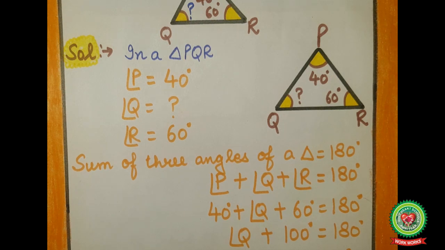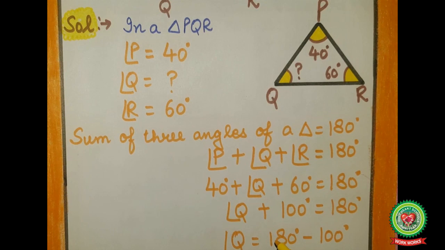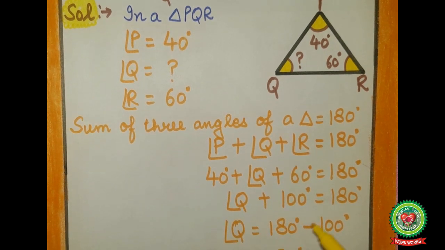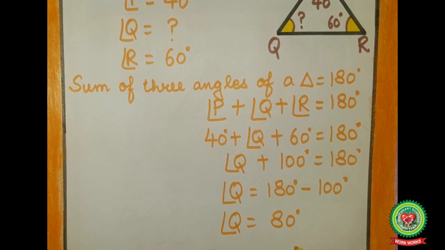Yes, do minus. So in the next step, we will subtract this 100 from 180 degree. So 100 degree will shift towards the right hand side, and when 100 degree will shift towards the right hand side, plus will change into minus. So next step will be angle Q equals to 180 degree, plus will change into minus 100 degree. Now do minus. 180 minus 100 is equals to, yes, 80 degrees. So angle Q is equals to 80 degree.